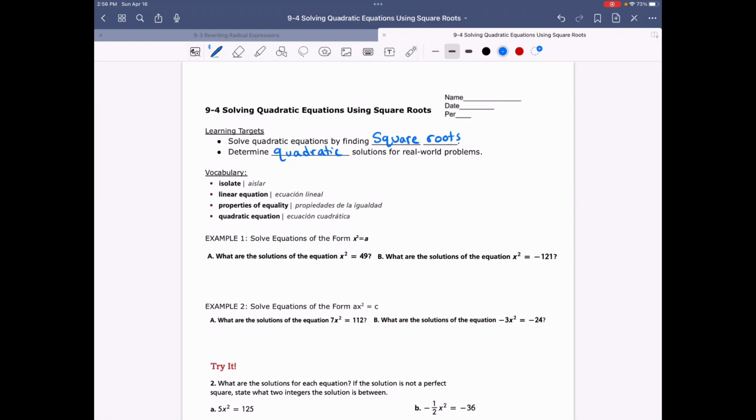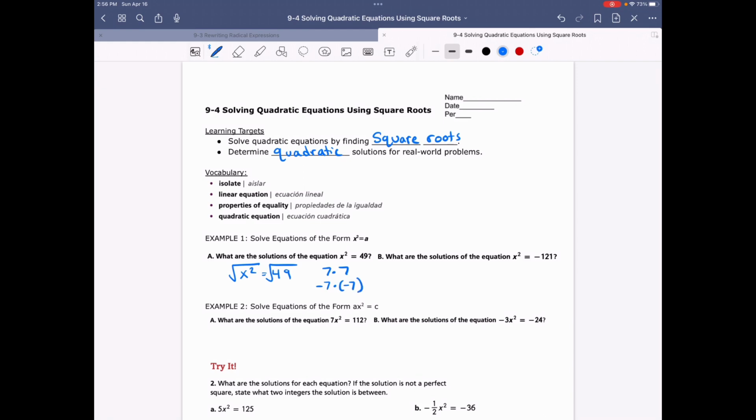Example 1. Solve equations of the form x squared equals a. What are the solutions of the equation x squared equals 49? So what we need to do to solve this is to take the square root of both sides. When we take the square root, what times what could be 49? Right, 7 times 7. But also, it could be negative 7 times negative 7.